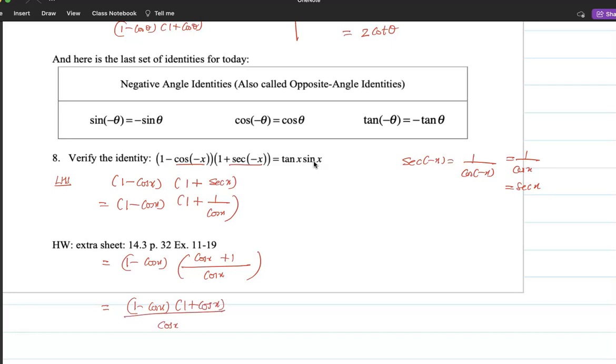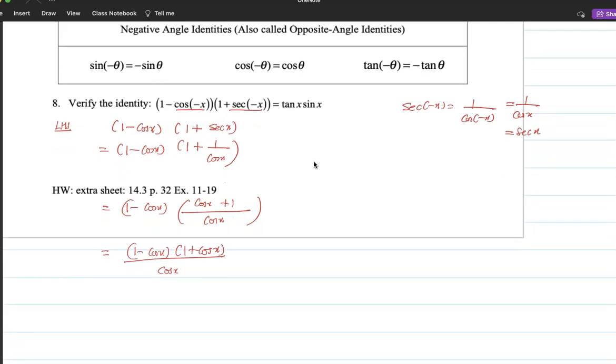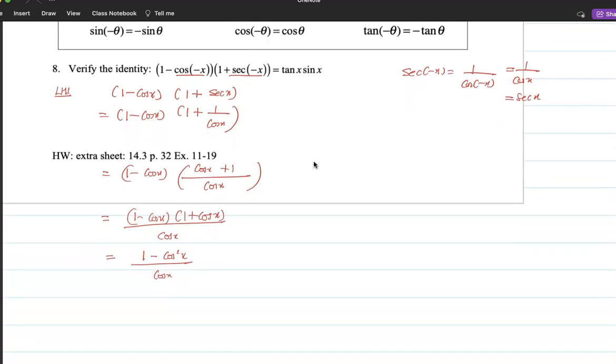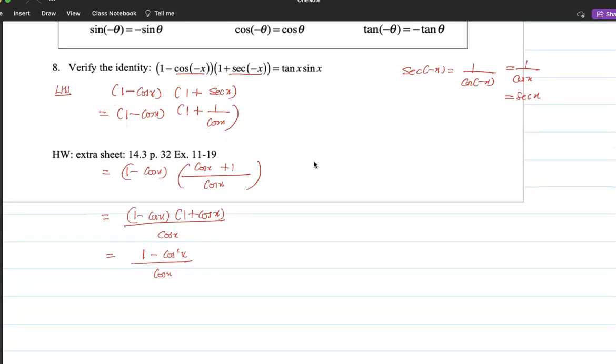So what is your a minus b into a plus b? It is a squared, so 1 squared, minus b squared, so minus cos squared x. So that cancels? No, it doesn't cancel. How can it cancel? There's a minus sign. What is 1 minus cos squared x? Sine squared x. Very good. Sine squared x upon cos x.